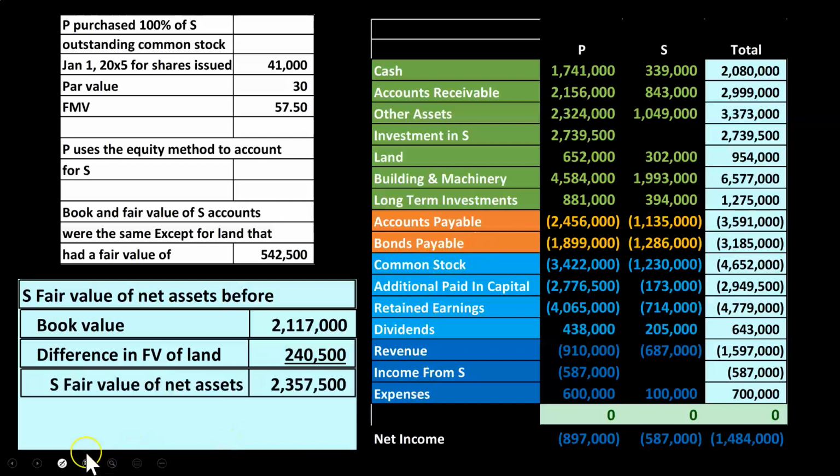That means that the fair value of net assets at the point in time of purchase, not here, not on this trial balance because this is a year later, but at the point of purchase, which in this case was a year ago, is 2,357,500. If we compare that to the issuance of stock, now you might say, hey, look, if I was to revalue all of the assets and the liabilities, then that's what the purchase price should be if I did a good job of doing that.